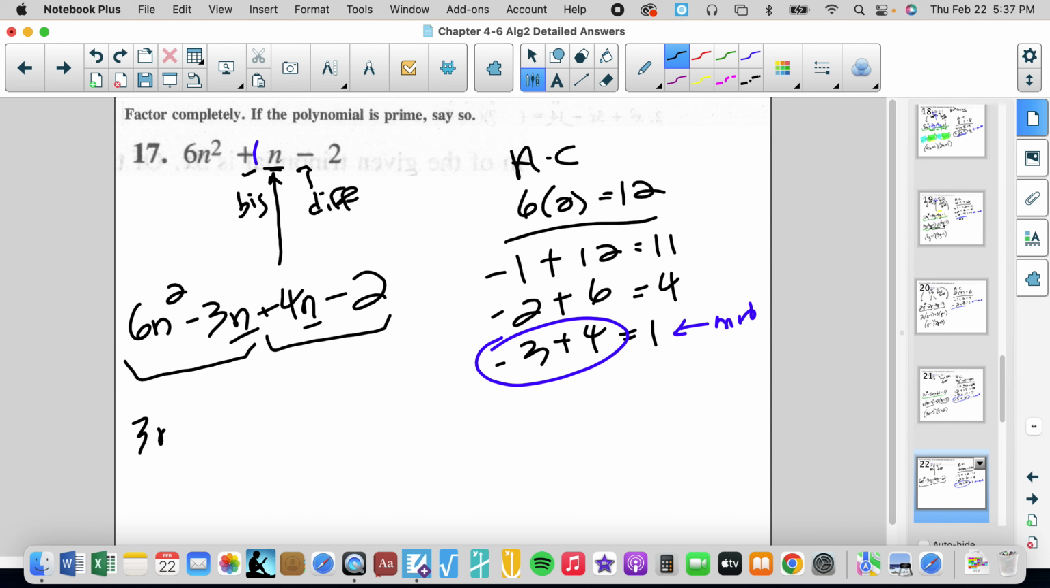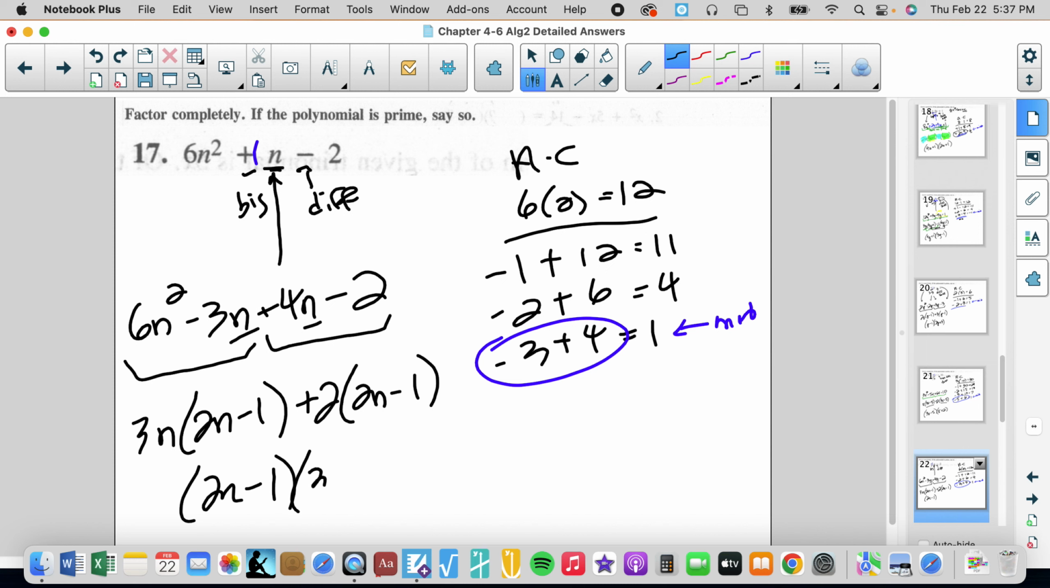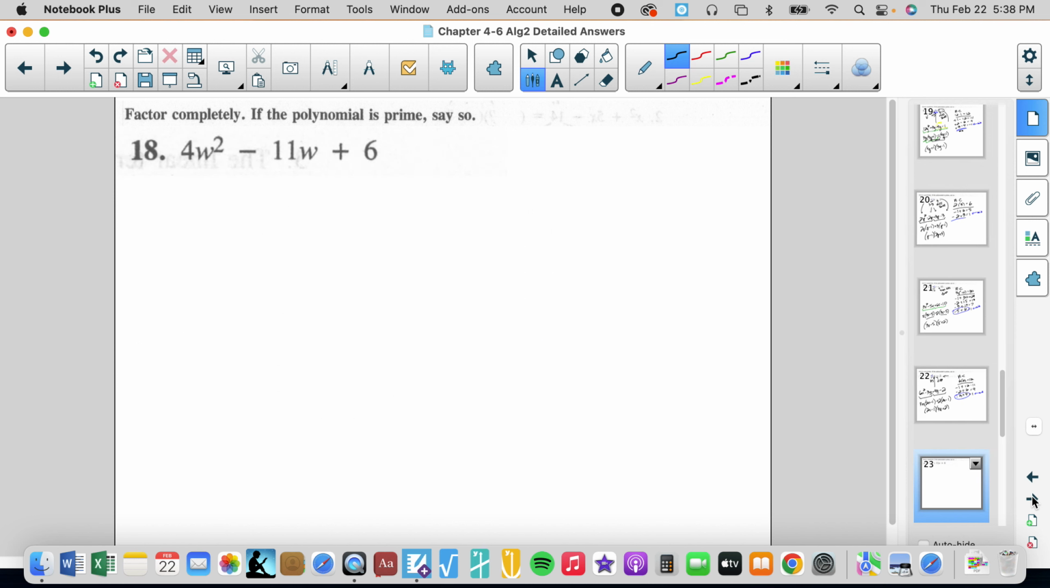So we'll take out a 3n from those first 2. That leaves me with 2n minus 1. We'll take out a 2 from those second pair, and you get 2n minus 1. I did it right. 2n minus 1, 3n plus 2. And if we multiplied, if we FOILed it, we'd get this. That's how you can check your answers. Check your work. Multiply those 2 binomials out. Do you get your starting trinomial?